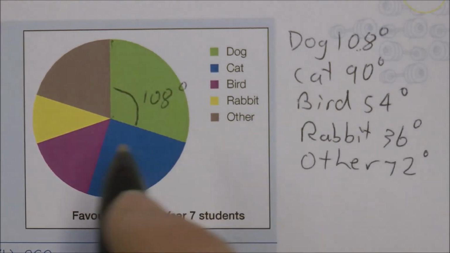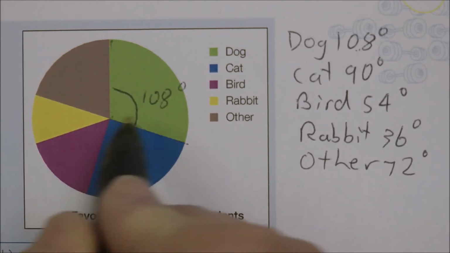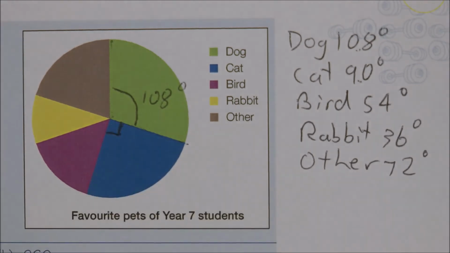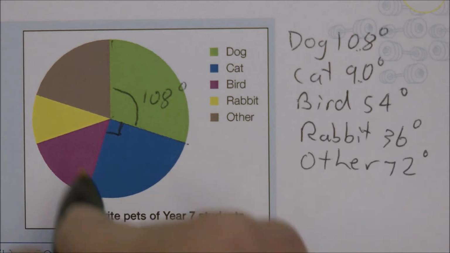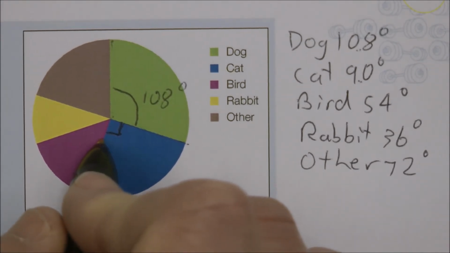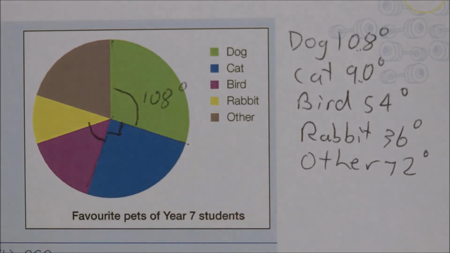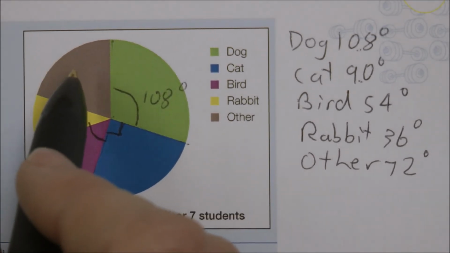The cat was 90 degrees. So, from this point here now, we now measure 90 degrees, which will be our right angle there. Birds were 54 degrees. So, from this point, we measure around 54 degrees. And get the birds, the rabbits, and the other.